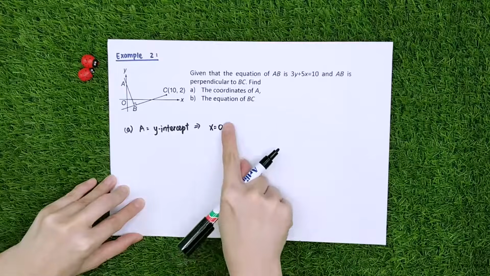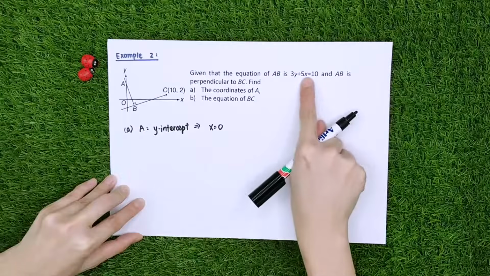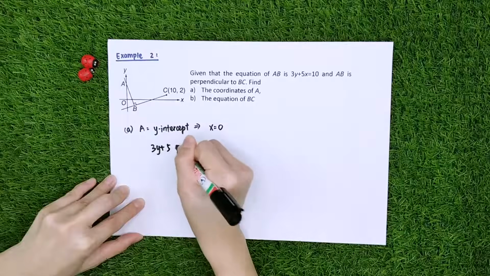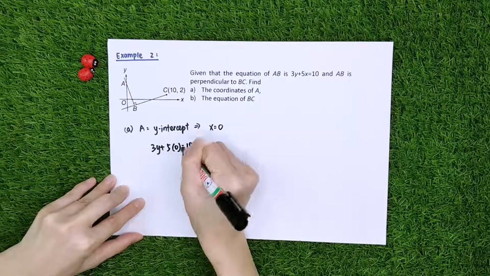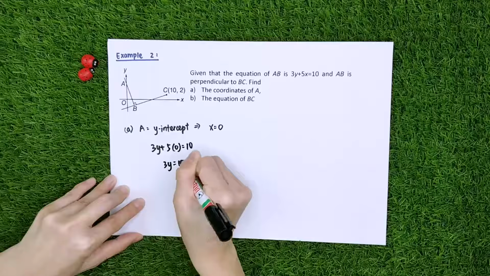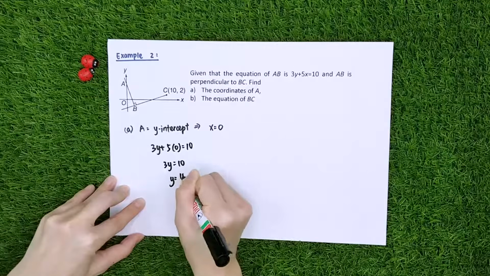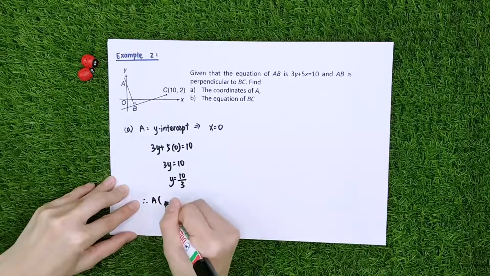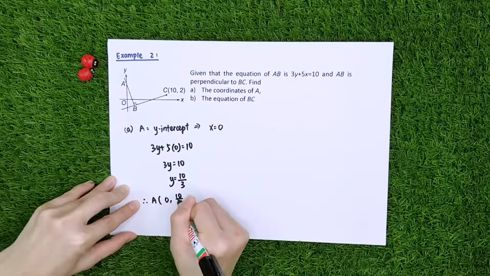So I will substitute x = 0 directly into the equation of AB. So 3y + 5 times 0 is equal to 10. 3y is equal to 10. y is equal to 10 over 3. So I can conclude that A is equal to (0, 10/3).